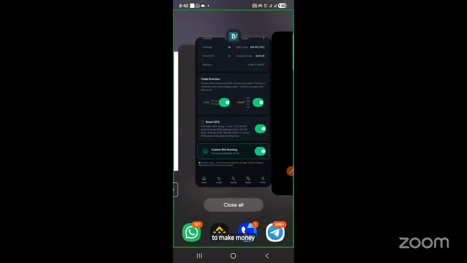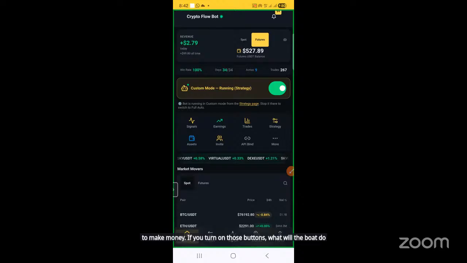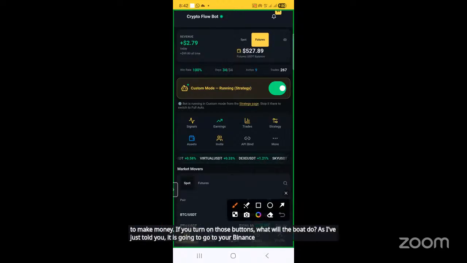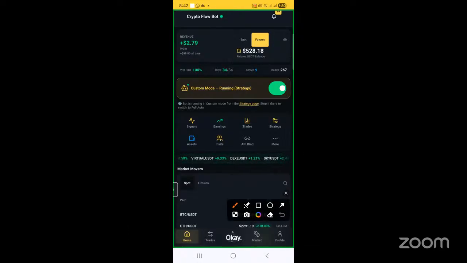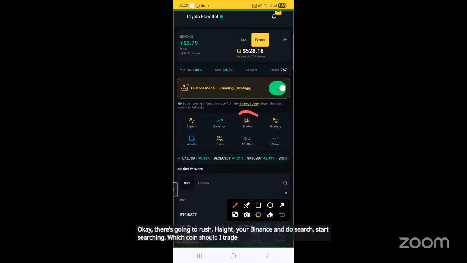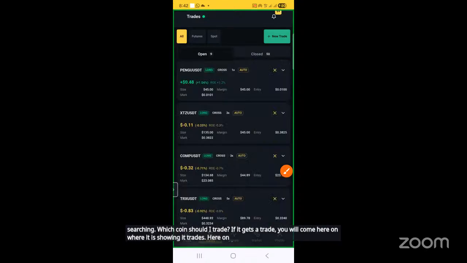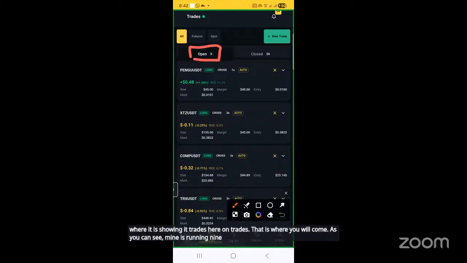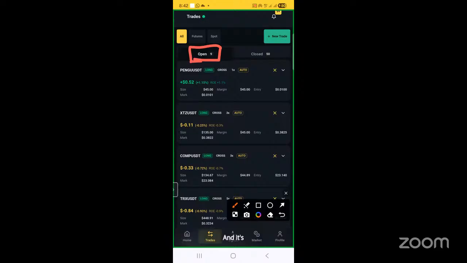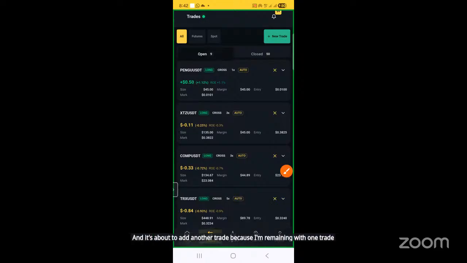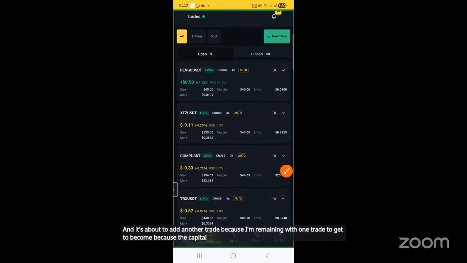If you turn on those buttons, what will the bot do? As I've just told you, it is going to go to your Binance, rush and start searching which coin to trade. If it gets a trade, you will come here where it shows you trades. As you can see, mine is running 9 trades at a go, and is about to add another trade, because I'm remaining with 1 trade to become 4. The capital I topped up is now almost $3,000, maybe 2,800.